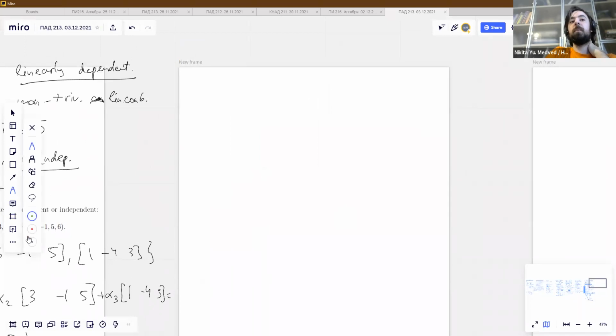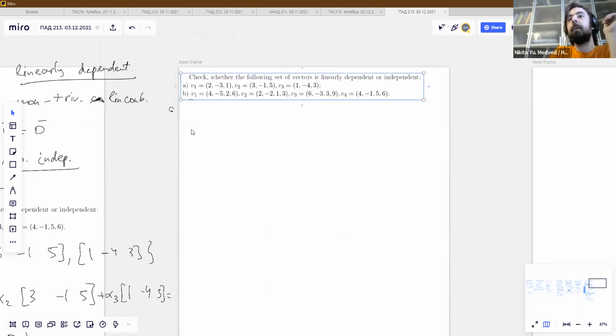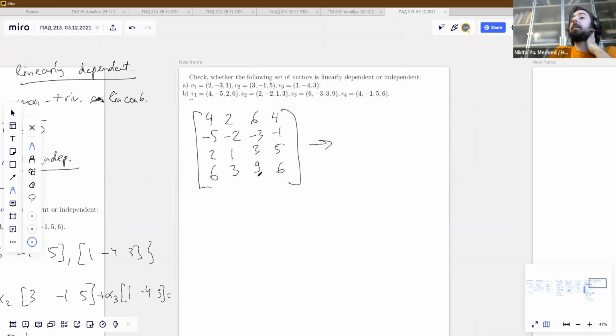Let me use this method on part B of the task. So I have here 4 vectors in a 4-dimensional space. My method is as follows. I take them and write them as columns. Then I transform this matrix. Unfortunately, this will take some time. I remember there was some clever trick, but I don't remember which one.